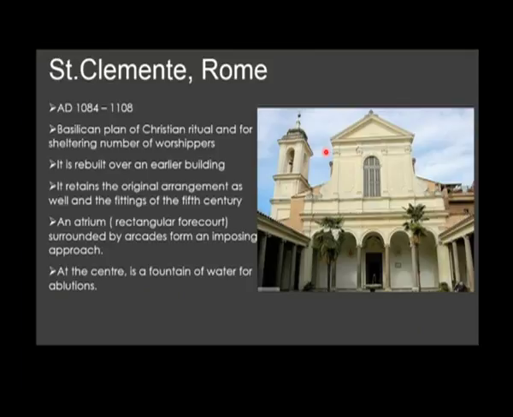The construction lasted for such a big period. So this had a basilican plan of the Christian ritual, and this was made to shelter a number of worshippers. It is, as I said, rebuilt over an earlier building. This church particularly retains the original arrangement of the existing building of the 5th century.